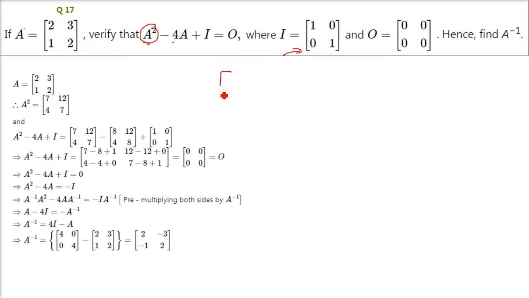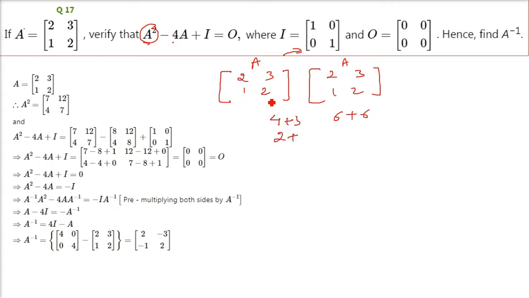So this is A, 2 3 1 2. This is also A into A we are doing, 2 3 1 2. So A squared we are interested in. So 2 into 2 is 4, 3 into 1 is 3, so 4 plus 3, 2 3 and 3 2, then 1 2 and 2 1, and then 1 3 and 2 2, multiplied and add. So this is A square.